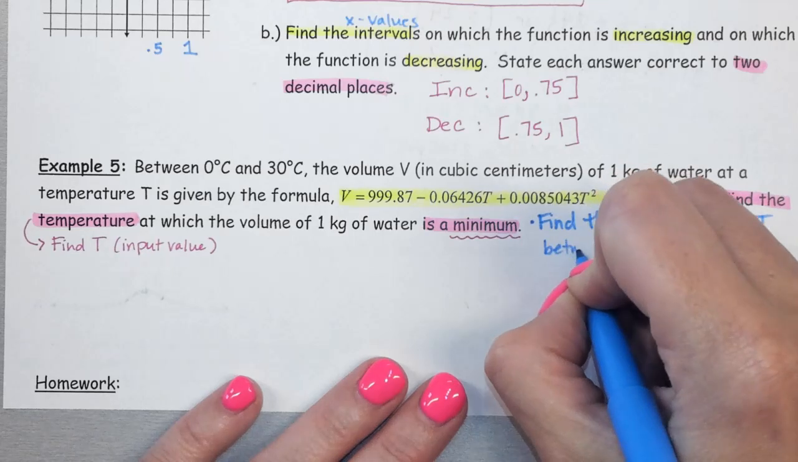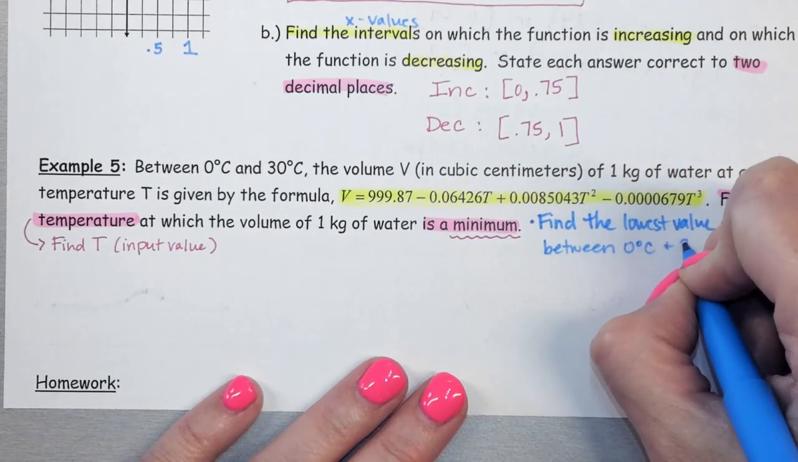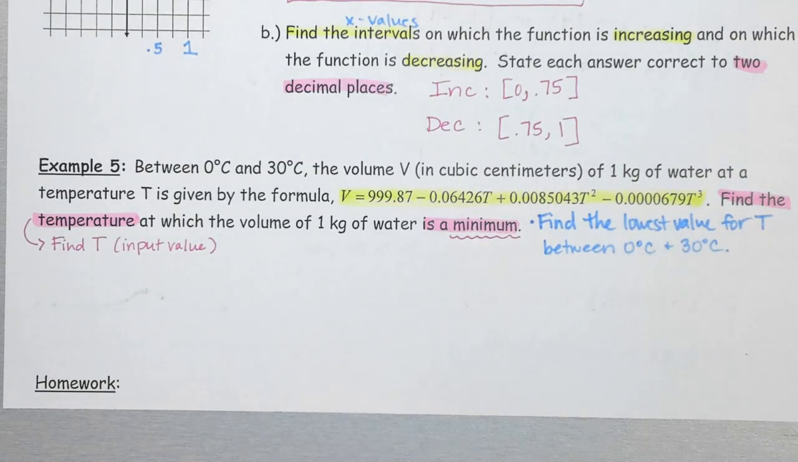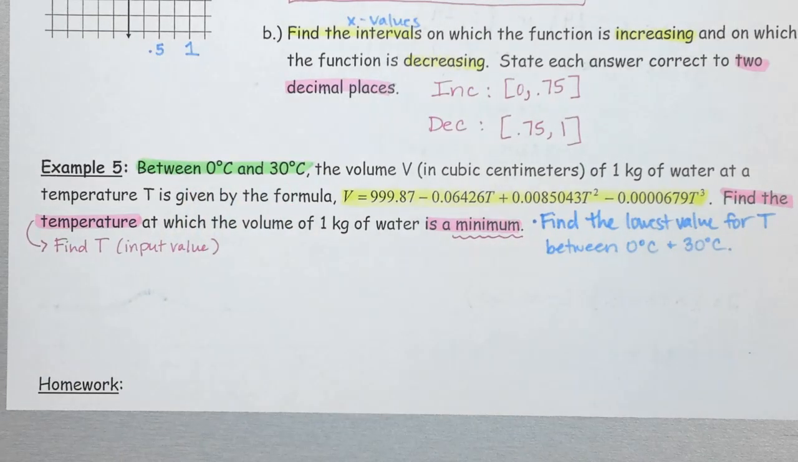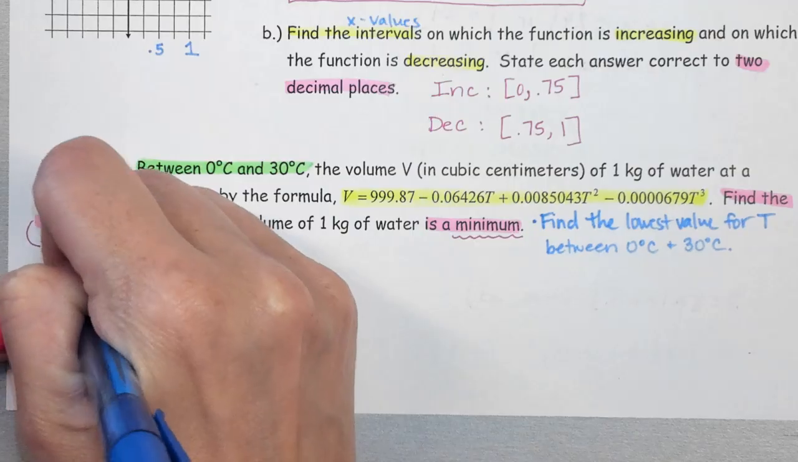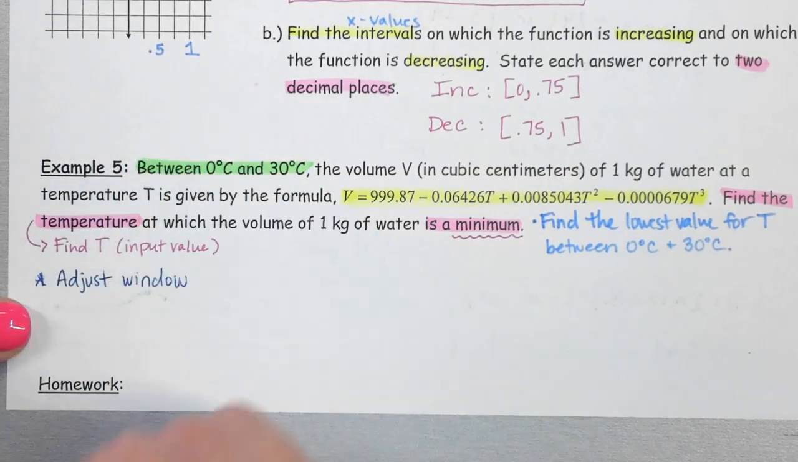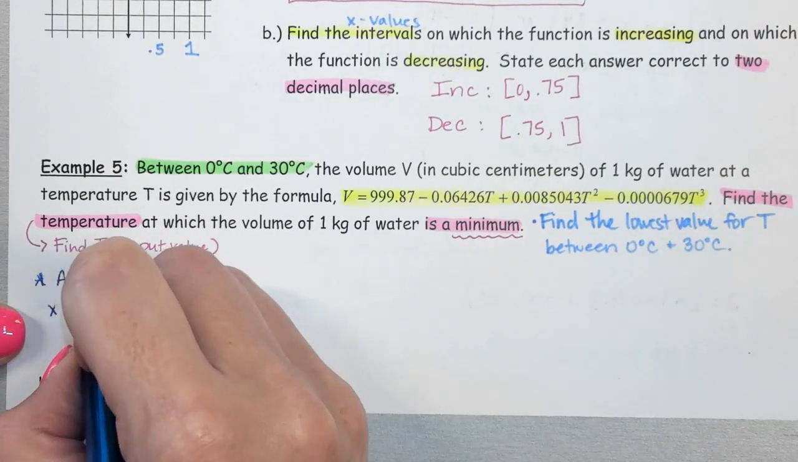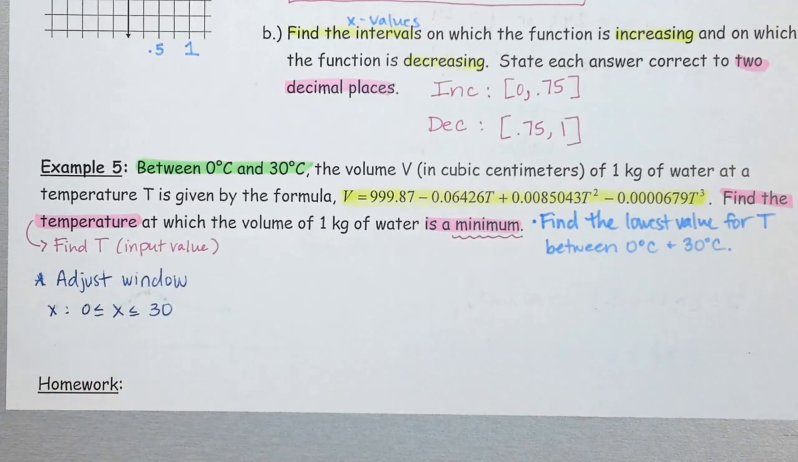When it's between 0 degrees Celsius and 30 degrees Celsius, because that's what they give you here. So whether you are graphing this on Desmos or on your graphing calculator, you can use that to help you adjust your window. So if you know that it has to be between 0 and 30, that's your temperature. You can adjust the window of your X value so that your X's are between 0 and 30. You can also either zoom in or adjust the window on Desmos by using the wrench. And then your X, which is your T in this case, is going to be between 0 and 30.